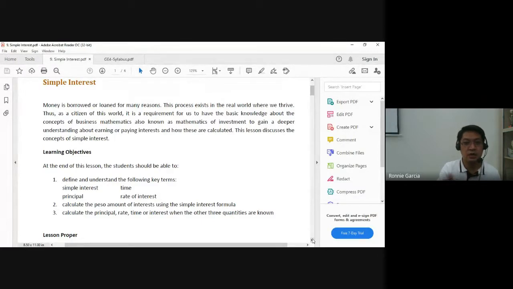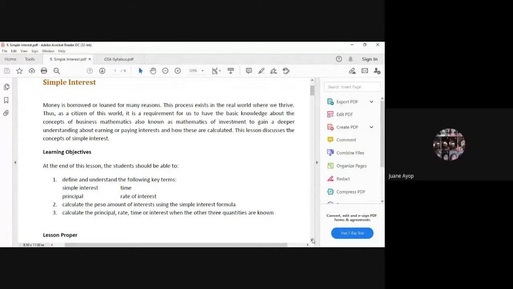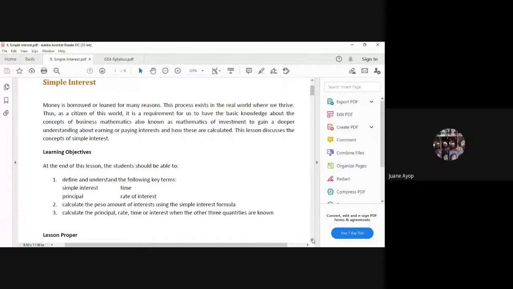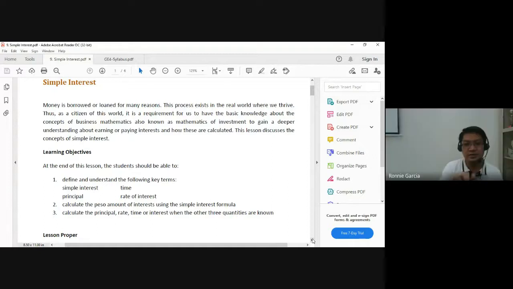Kinsa ang nakarecall? Sige, sige, Miss Ayop. You are recognized, Miss Ayop. Interest equals P times R times T, ba to? Correct. Very good. So, Miss Ayop can still recall the basics of simple interest.